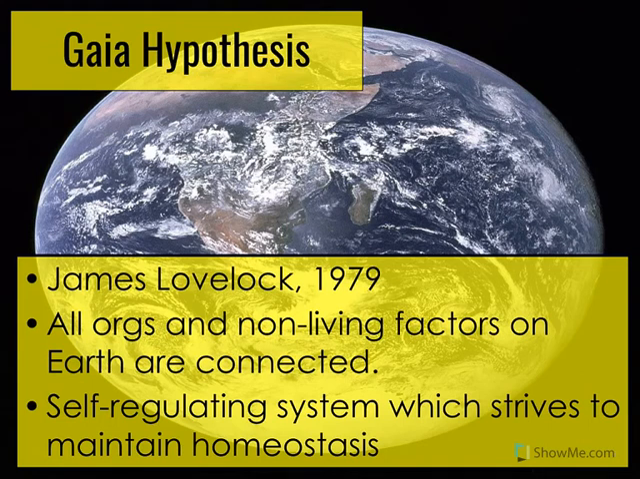Which brings us to the Gaia hypothesis, which was proposed by James Lovelock in 1979. And he stated that all of these organisms interact with each other and with the non-living parts of our planet, and they're all connected through these self-regulating systems. And they have to self-regulate because they are trying to maintain a state of balance, or this homeostasis.